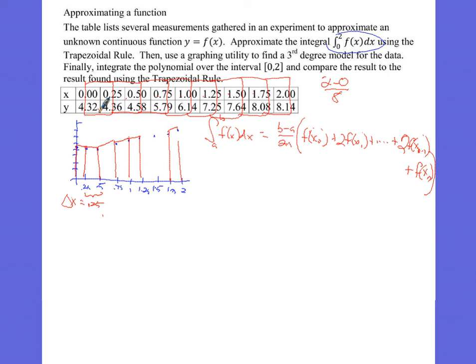Okay, so we have 1/2 times delta x. So that is 1/2 times 1/4, which is 1/8. So it's going to be the integral from 0 to 2 of the function, which we will never know, equals 1/8. Yeah, that's kind of in the way, so let me get rid of that.